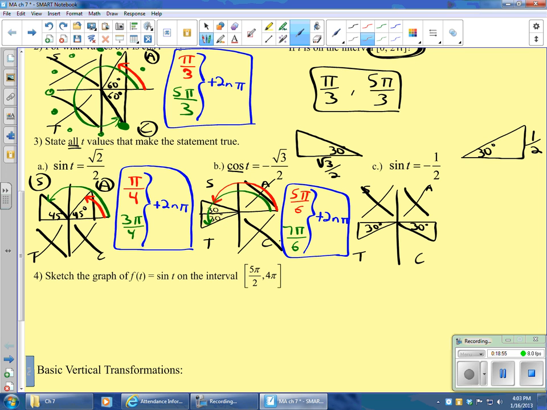Okay, next thing, again, find the angles from the positive x-axis. That is 7 pi over 6. This one is almost all the way around. That's 11 pi over 6.